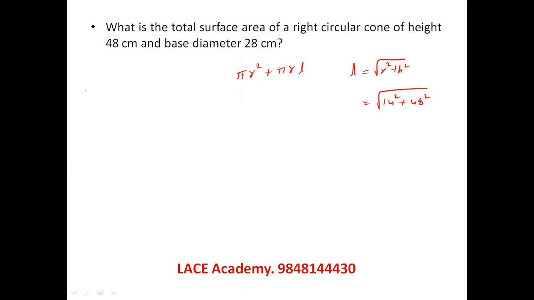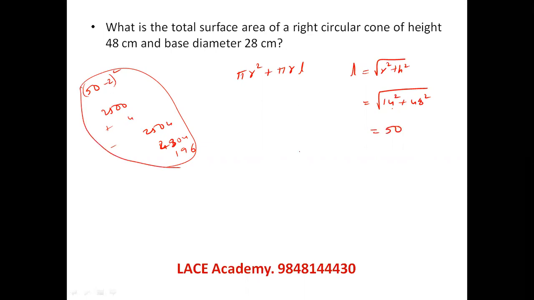So 48 square. 48 square is 50 minus 2 whole square. You can write 2500 plus 4 minus 200, right? Because a square plus b square minus 2ab I am doing. Minus 200, which is 2304. Plus 14 square 196. 2304 plus 196, 2500. 2500 is exactly 50. So L is coming as 50.